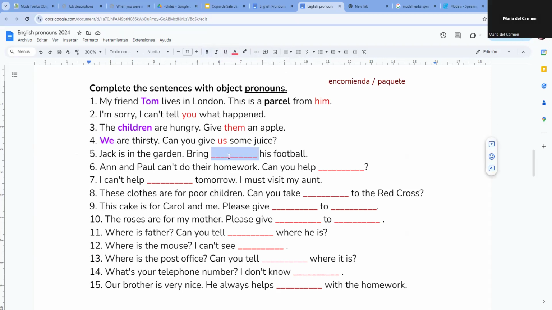Jack is in the garden. Bring him his football. There you go. What is a football? The football here means the ball, la pelota. Maybe Jack is a pet, maybe it's the dog. A pet, by the way, is mascota. If it were a pet, how would we do it? Bring it. Yeah, bring it. Jack is a dog. Here we call dogs Jack, names like this. Okay, if you say so, we believe you.